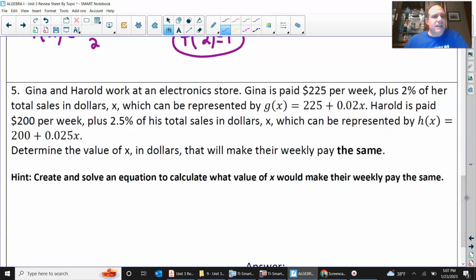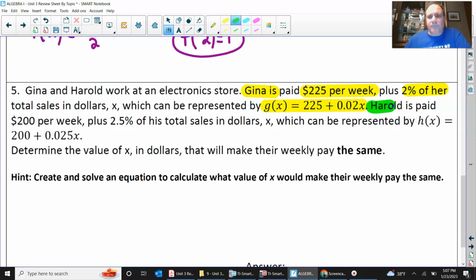Number 5, Gina and Harold work at an electronics store. Gina is paid $225 per week plus 2% of her total sales in dollars, which can be represented by, and they're nice enough to give you that, 225 plus the 0.02x, 2% of the total sales.